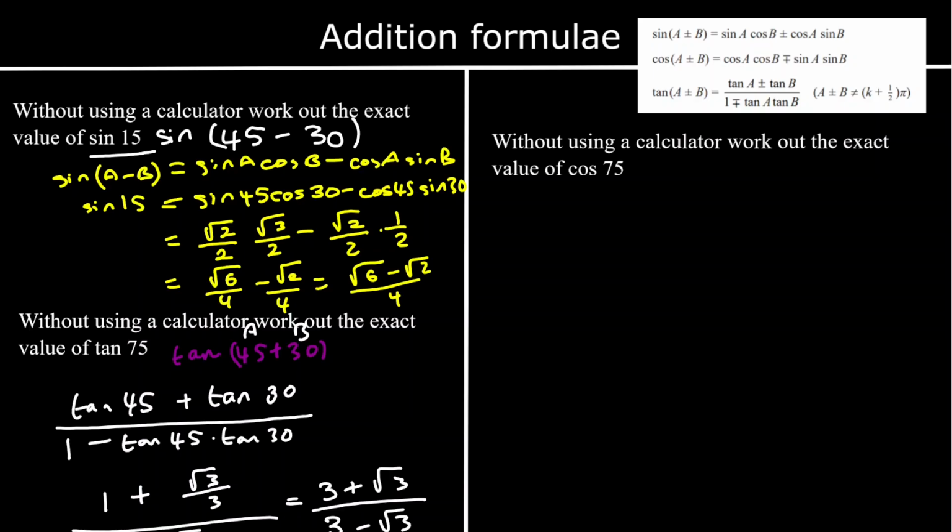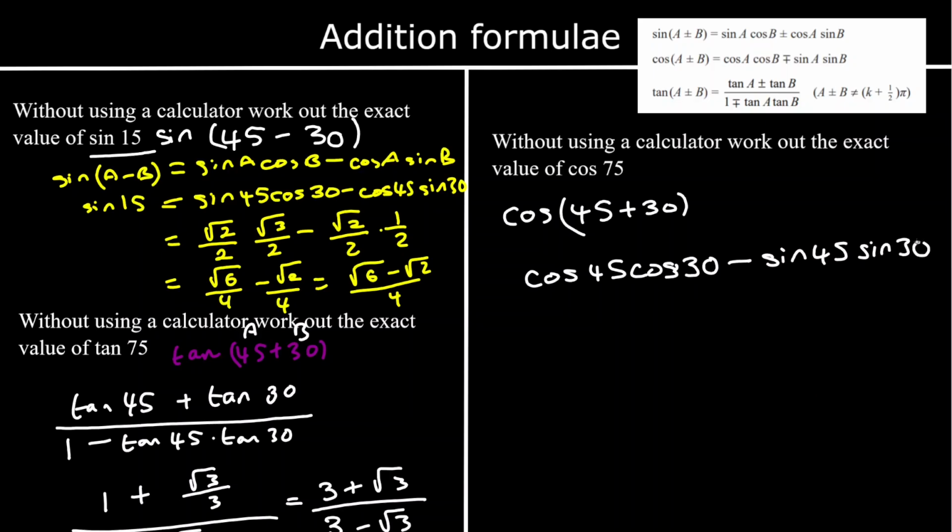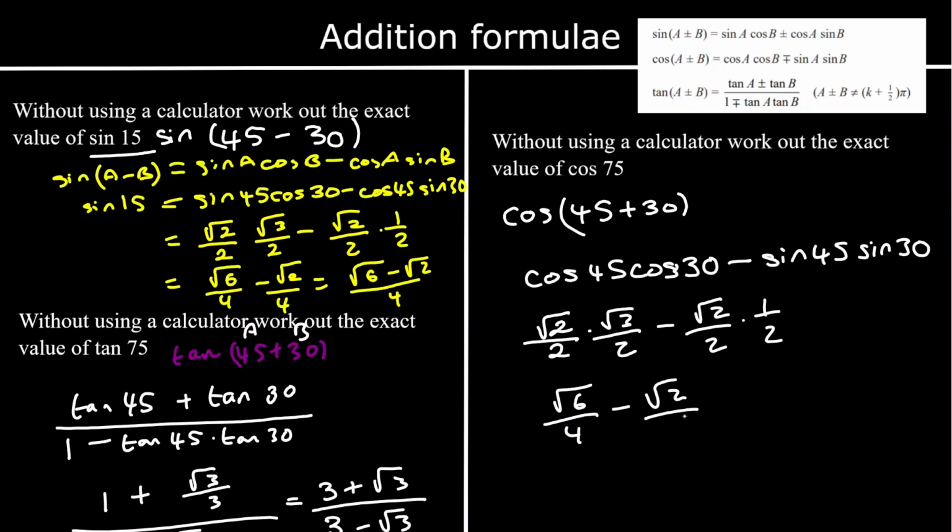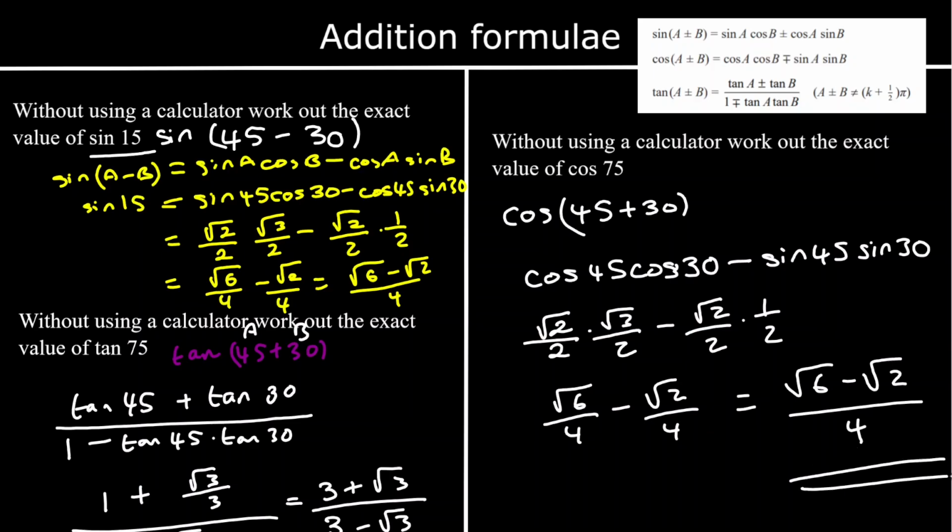So it's cos 75 that we want. So we're going to have cos of 45 plus 30. So it's cos(A plus B), which is cos A cos B minus sine A sine B. So square root 2 over 2 times square root 3 over 2 minus square root 2 over 2 times a half. Square root 6 over 4 minus square root 2 over 4. So square root 6 minus square root 2 over 4.